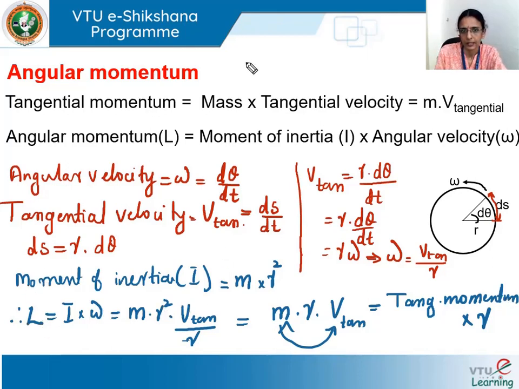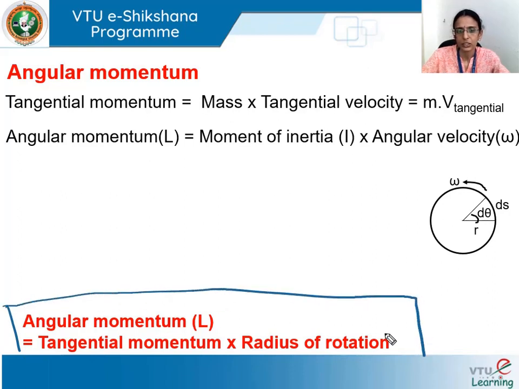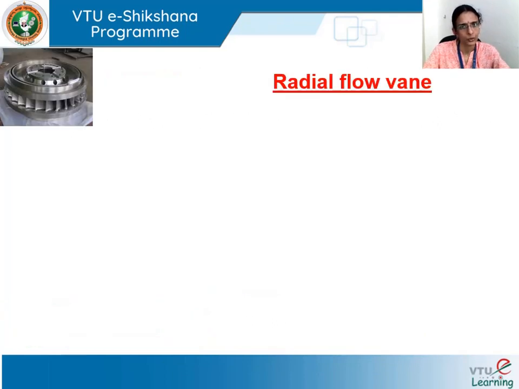That is, I can write that angular momentum L is equal to the tangential momentum, that is m into v tangential, multiplied by the radius of rotation. Thus, in case of a rotating wheel, the angular momentum is given by tangential momentum multiplied by the radius of rotation. Now, let us see how to derive the expression for this tangential momentum and hence the angular momentum and hence the torque.